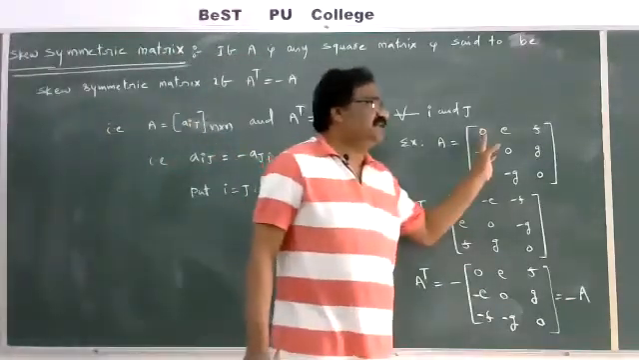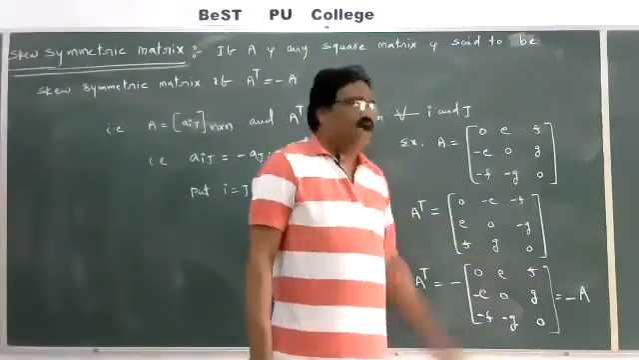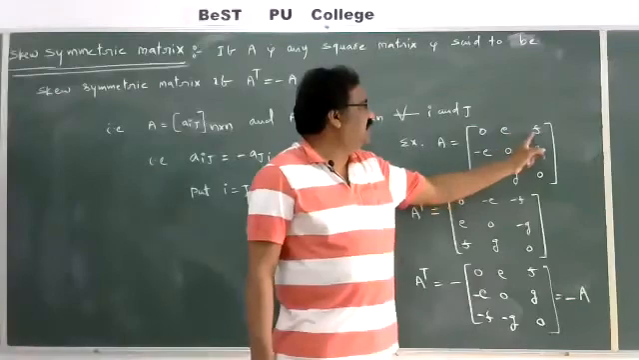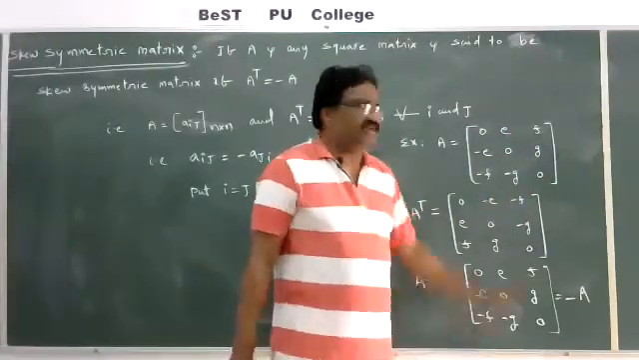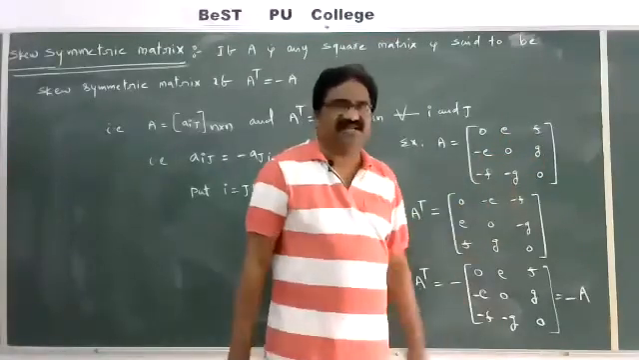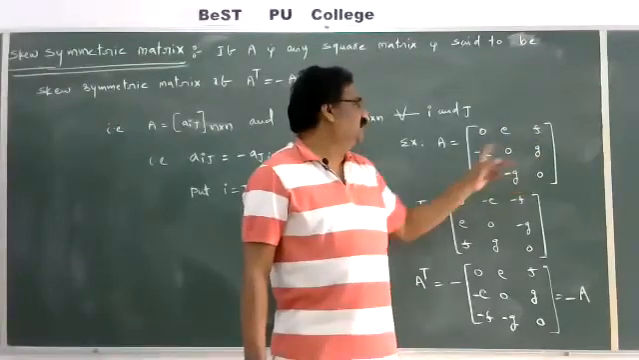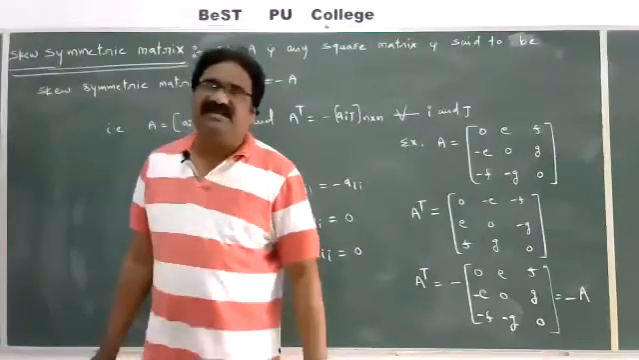In a skew symmetric matrix, principal diagonal elements are zeros, and you see here E, F, G, the same elements are here but with opposite sign. For example, here you take 1, 2, 3, here minus 1, minus 2, minus 3, like that. 3, 4, 5, here minus 3, minus 4, minus 5. That is called a skew symmetric matrix.